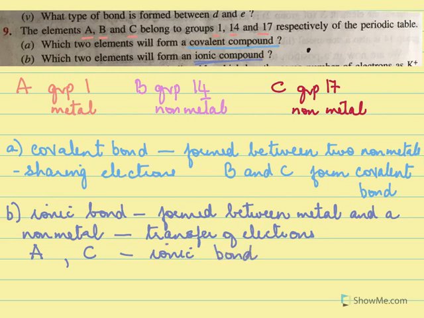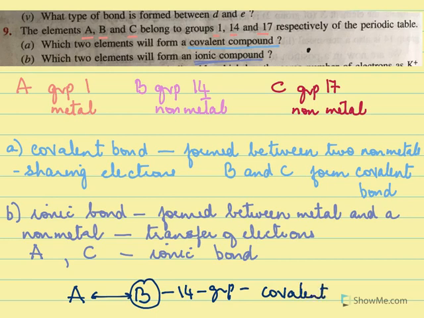Then you'll probably ask a question, why not between A and B? Because A is a metal and B is a non-metal. So why don't we get an ionic bond here? Remember, B is group 14. And in group 14, they mostly form covalent. They never form ionic. So elements having group 14, they mostly form covalent. So they will not form this ionic bond with A.